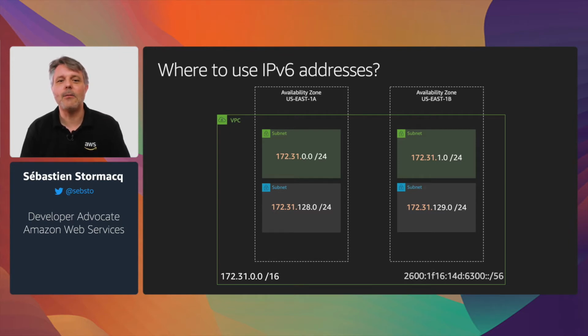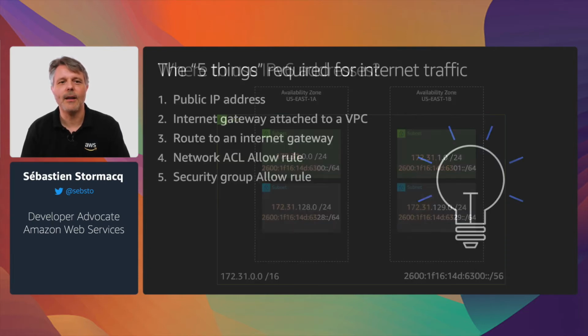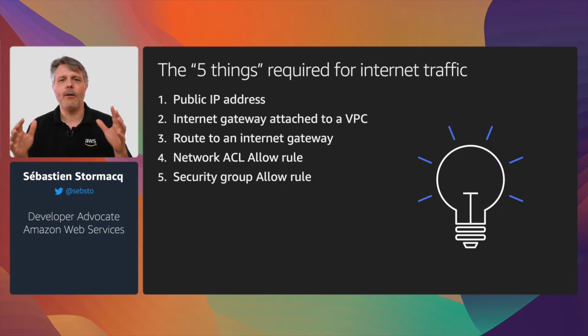So where to use this IP address? It's just like IPv4. I assign a range for my VPC and then a sub-range for each of my subnets, and I choose arbitrarily the part of the sub-range that I allocate here. Okay, now we have the basic VPC, the subnet, and the addressing.